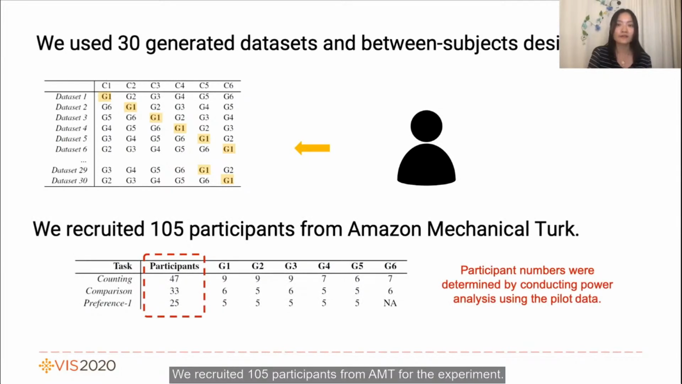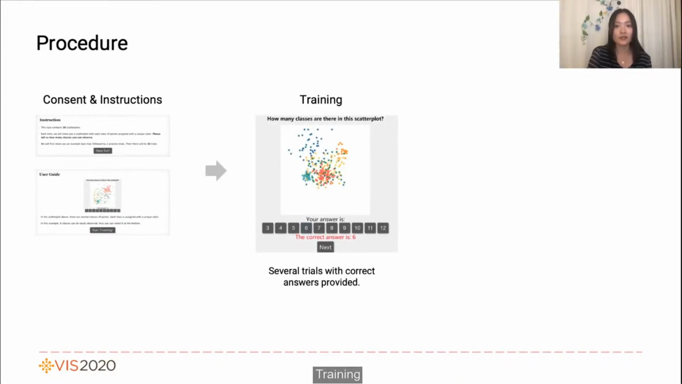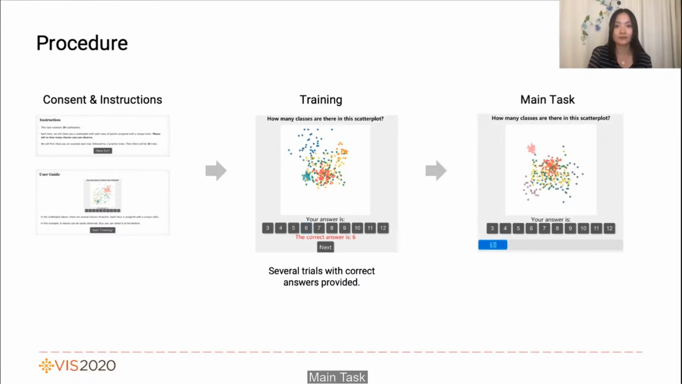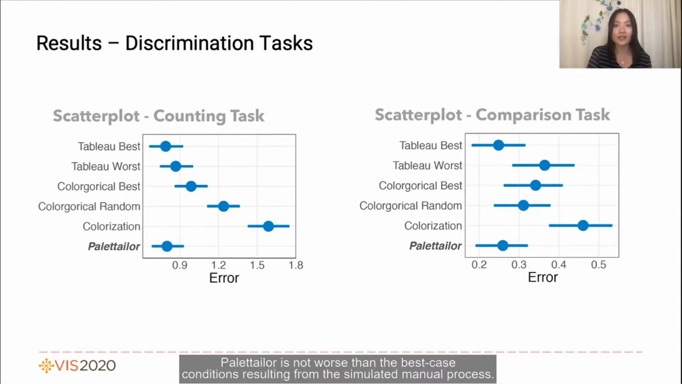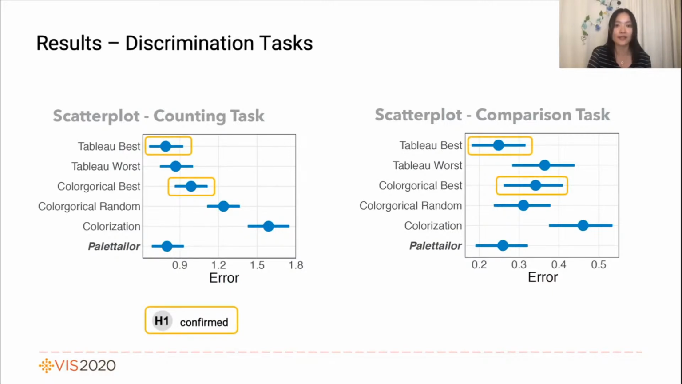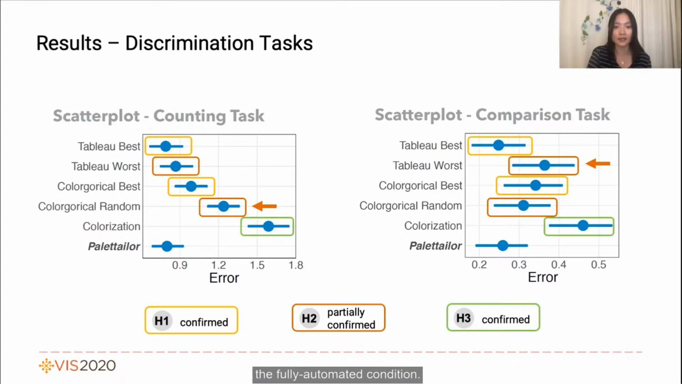We recruited 105 participants from AMT for the experiment. Each participant went through 3 phases: consent and instructions, training, and then the main task. The study results show that, in terms of discrimination tasks, Palettailor is not worse than the best case conditions resulting from the simulated manual process, and it is sometimes better than the random case conditions. And Palettailor is consistently better than the fully automated conditions.